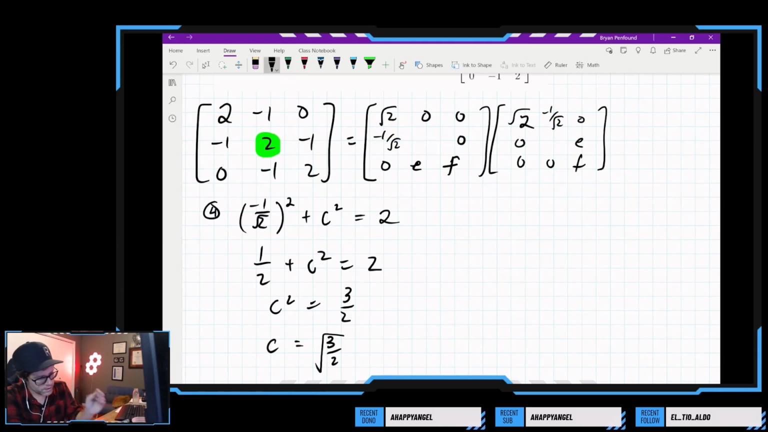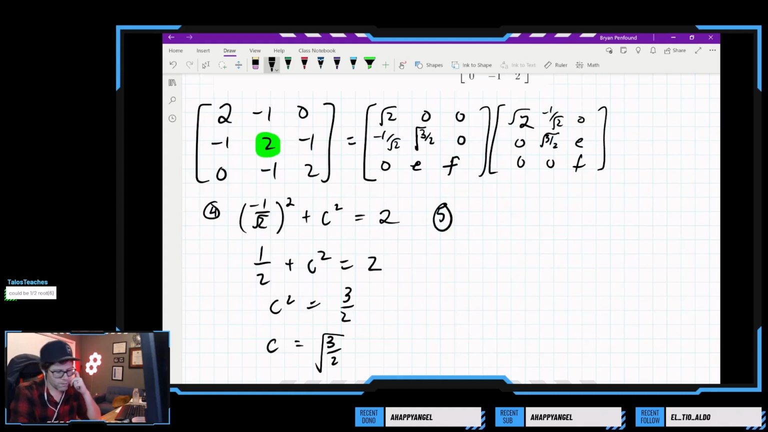Okay, so let's fill C in. We know that it's root 3 over root 2. That's so awkward. Because of my calculus background, I want to write root 3 over 2 and not 3 over 2 square root. Okay. So that's step 4.